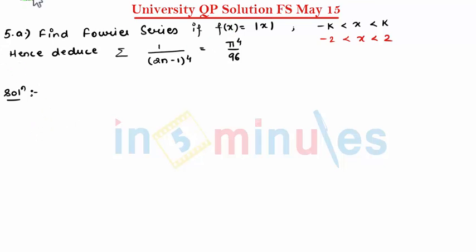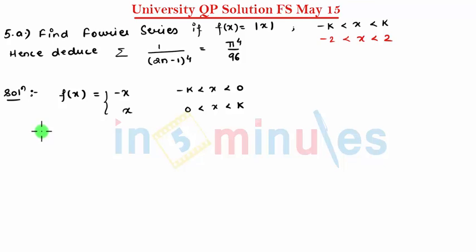We need to find the basic Fourier series. So we can say f of x is equal to what? Mod x is a function which will be acting as a minus x when it is for minus k to 0 in this range, and for 0 to k it will be acting as x, as it is a positive range.